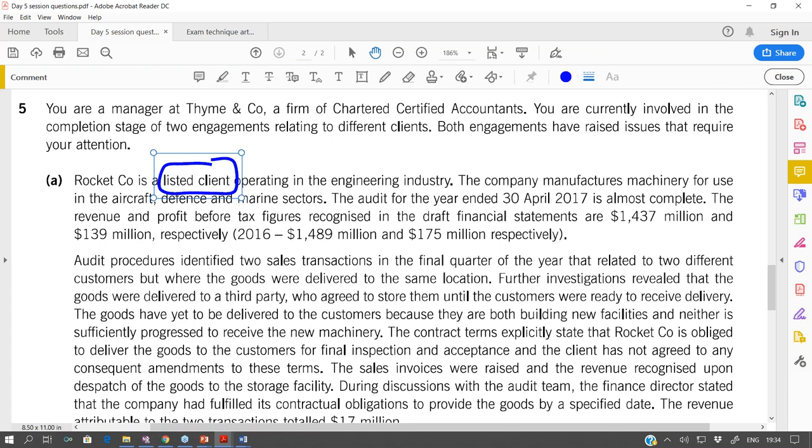The revenue and the profit before tax recognized in the draft financial statements are 1437 million. So the revenue of this company is 1437 million and the profit of the company is $139 million. And we know why these numbers are given for us to determine the materiality. Audit procedures identified two sales transactions in the final quarter of the year that related to two different customers, but where the goods were delivered to the same location.